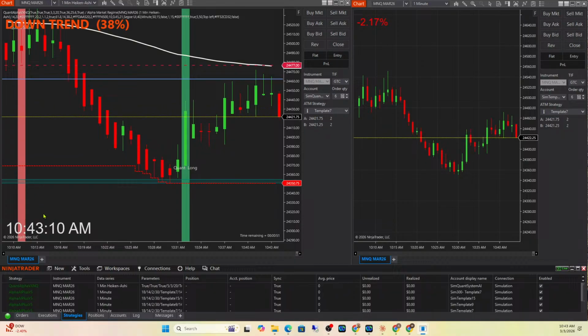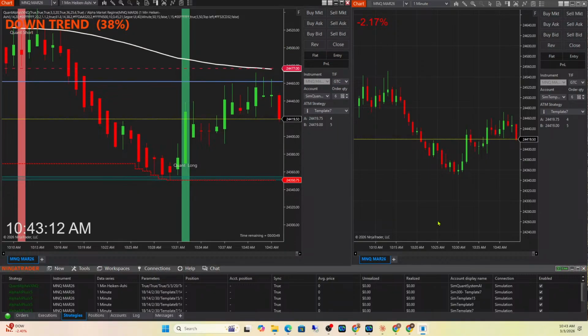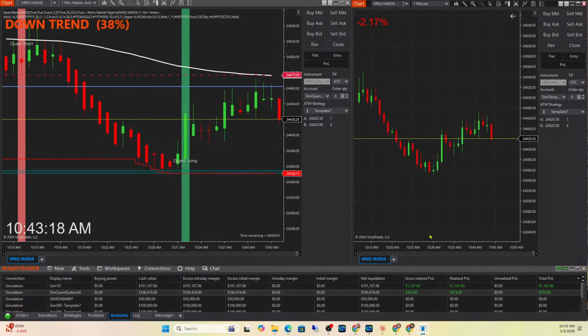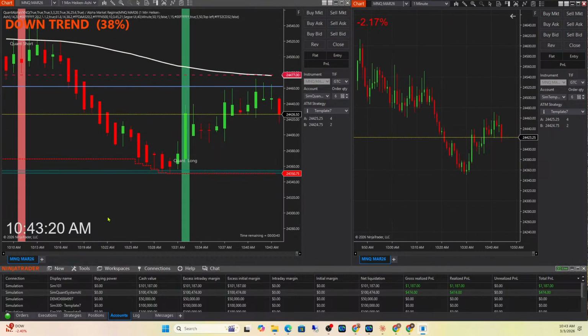So that should be it, guys. Again, I made over $500 this morning with these 2 trades. And Alpha A Plus didn't take a trade. We'll see, it's gonna trade the whole day. And that should be it.